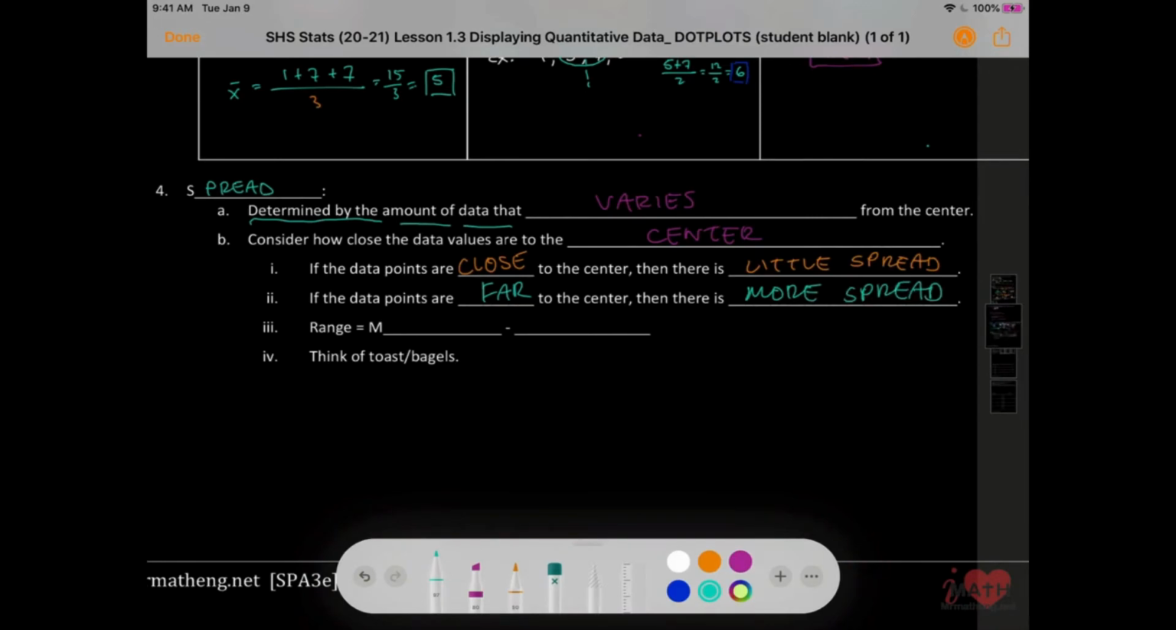A formula you might need: a way of figuring out the spread is using the formula for the range. The range is equal to the maximum minus the minimum.